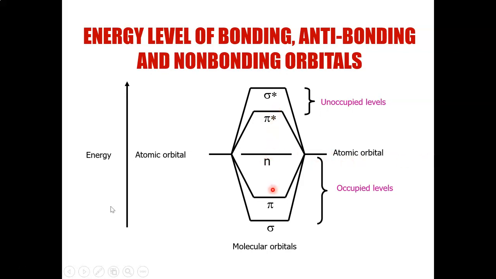The lowest energy transition can happen between the HOMO, highest occupied molecular orbital, which is n, to the lowest unoccupied molecular orbital. Unoccupied orbitals are the anti-bonding ones, so the lowest unoccupied is pi star. The highest occupied is the HOMO. HOMO is n, LUMO is pi star. So this transition is the lowest energy transition.